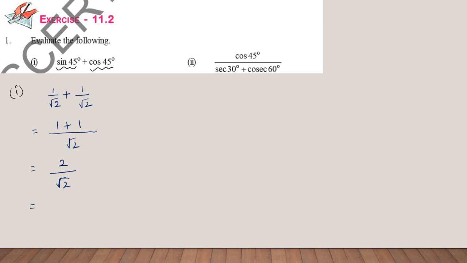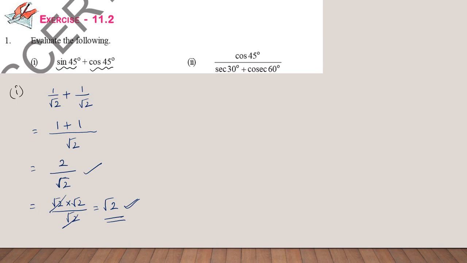There is one more answer for this. This particular 2, I can write as root 2 into root 2. So when you multiply root 2 into root 2, you get 2 by root 2. So one root 2 I can cancel out. Then finally I am going to get the answer as root 2, right? So this is also an answer and this is also an answer.